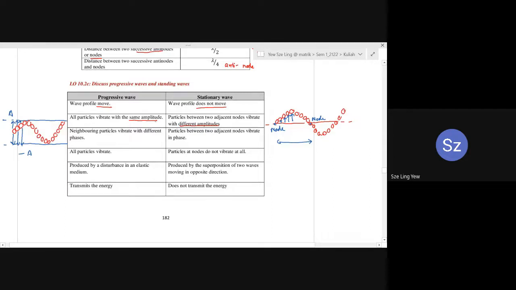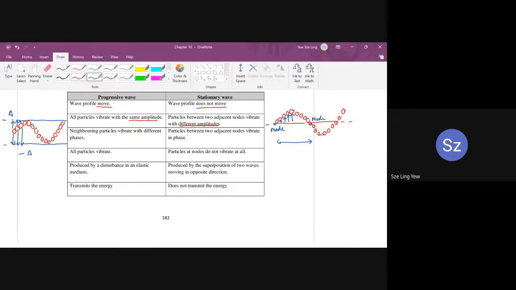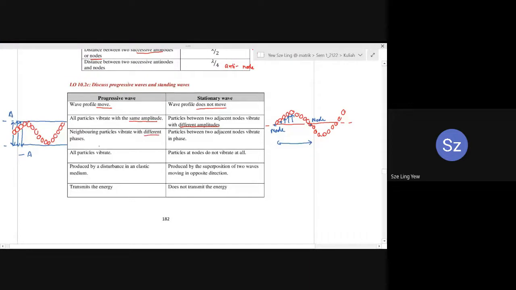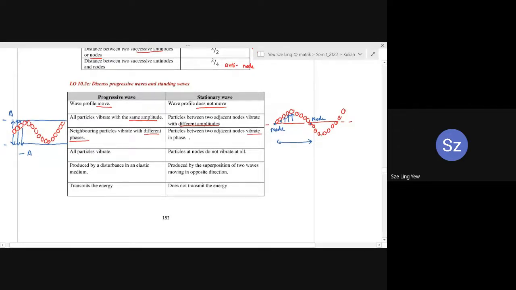In a progressive wave, neighboring particles vibrate with different phase. In a stationary wave, they all vibrate in phase. Now, what does it mean? If you look at a progressive wave, the particle keeps oscillating up and down, so the angle keeps changing, from 0 maybe to pi over 2, and then to 2 pi, and then it goes back to pi over 2 and back to 0.